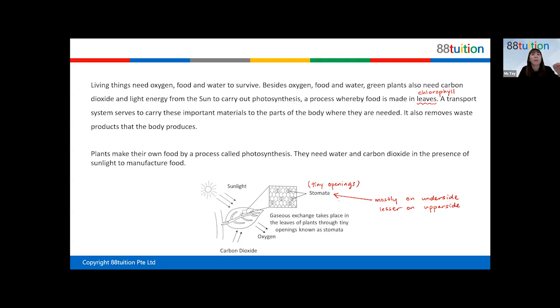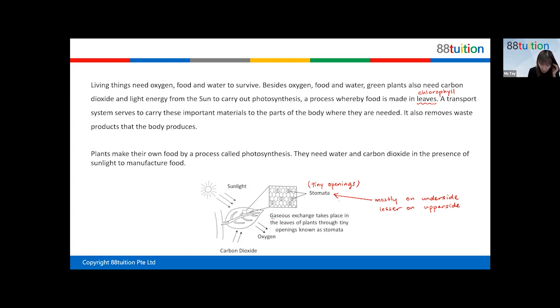Now, the sun can actually be very scorching. Do you understand what I mean when I say it's very scorching? The sun can be extremely strong and so hot. What will happen to the leaf if the sun is shining so strongly on it? The leaf will have the stomata all opening up, and a lot of water or water vapor will be lost. Therefore, they are found mostly on the underside, lesser on the upper side.